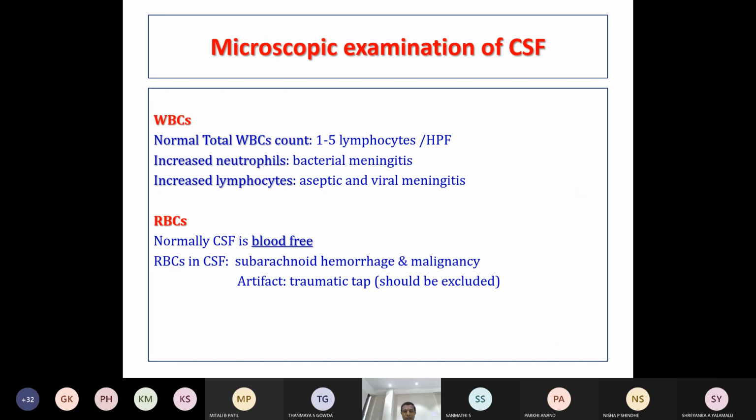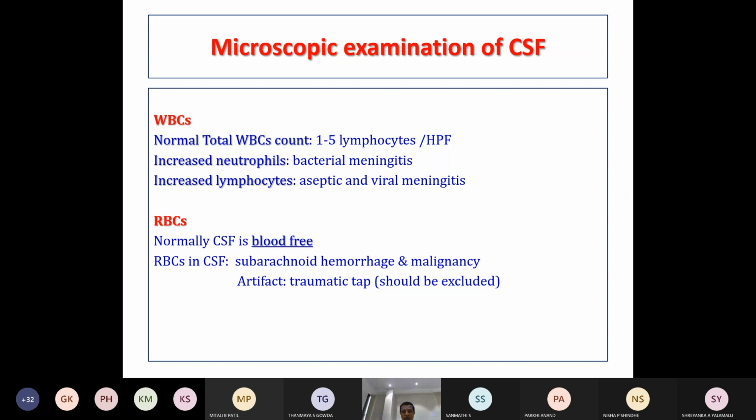That is the physical examination. In microscopic examination, we check the normal total RBC count, increased neutrophils, increased lymphocytes, and some other cell parameters can also be analyzed. Here, RBC: normally CSF is blood-free.